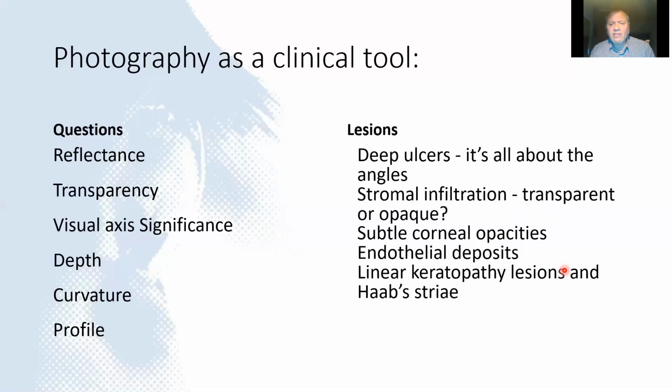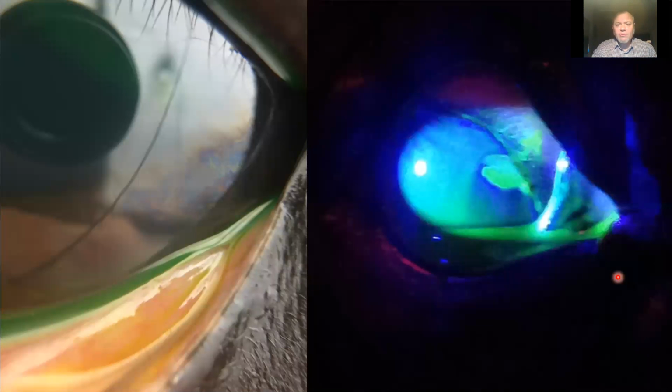Subtle corneal opacities, such as anterior subepithelial deposits we see in multifocal punctate keratopathy, can be very difficult to identify, but using good oblique lighting we can identify and record them. Also subtle changes in refractivity, which we see with linear keratopathy lesions and Haab's striae in glaucoma. So these are some examples of some of the photos we can get.